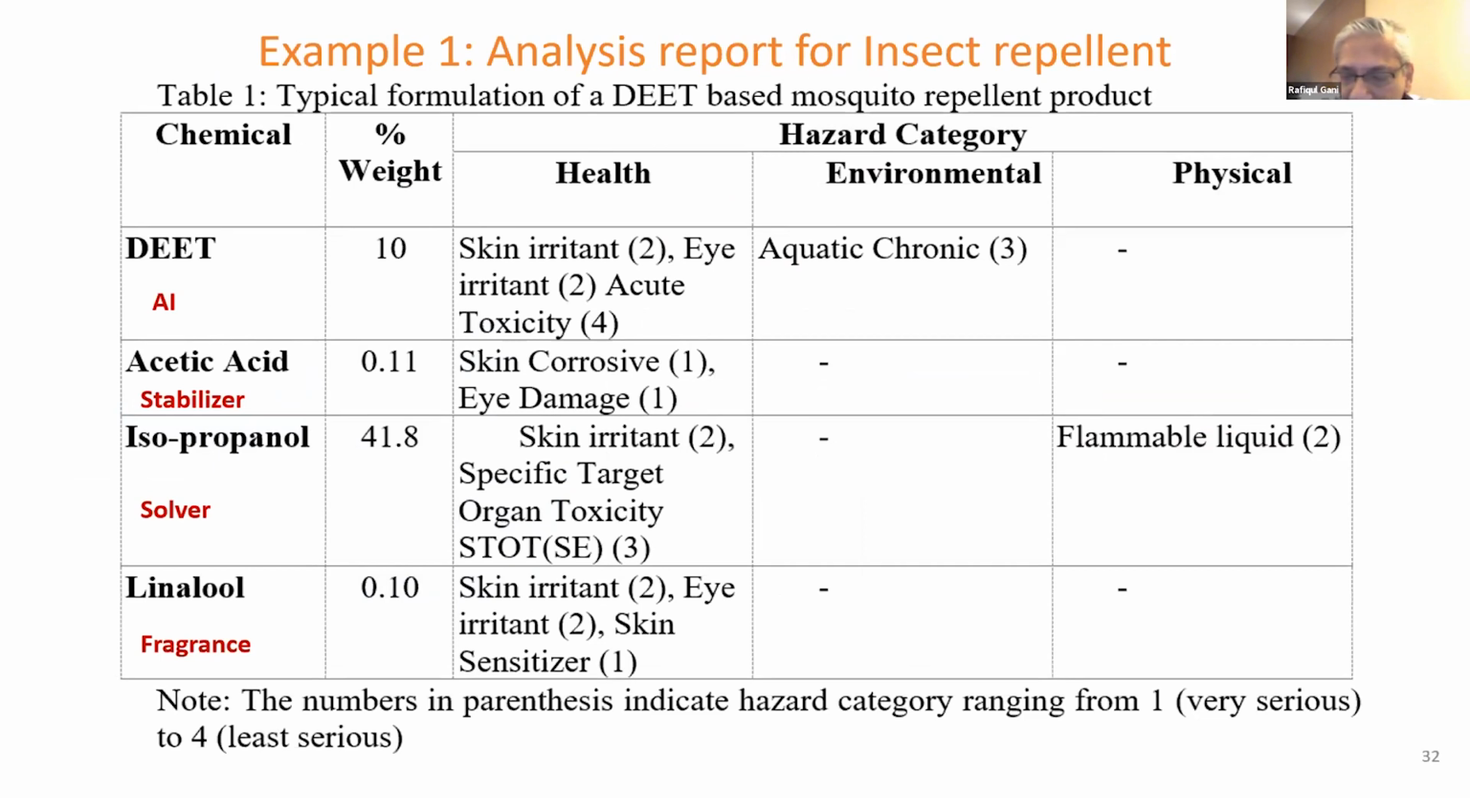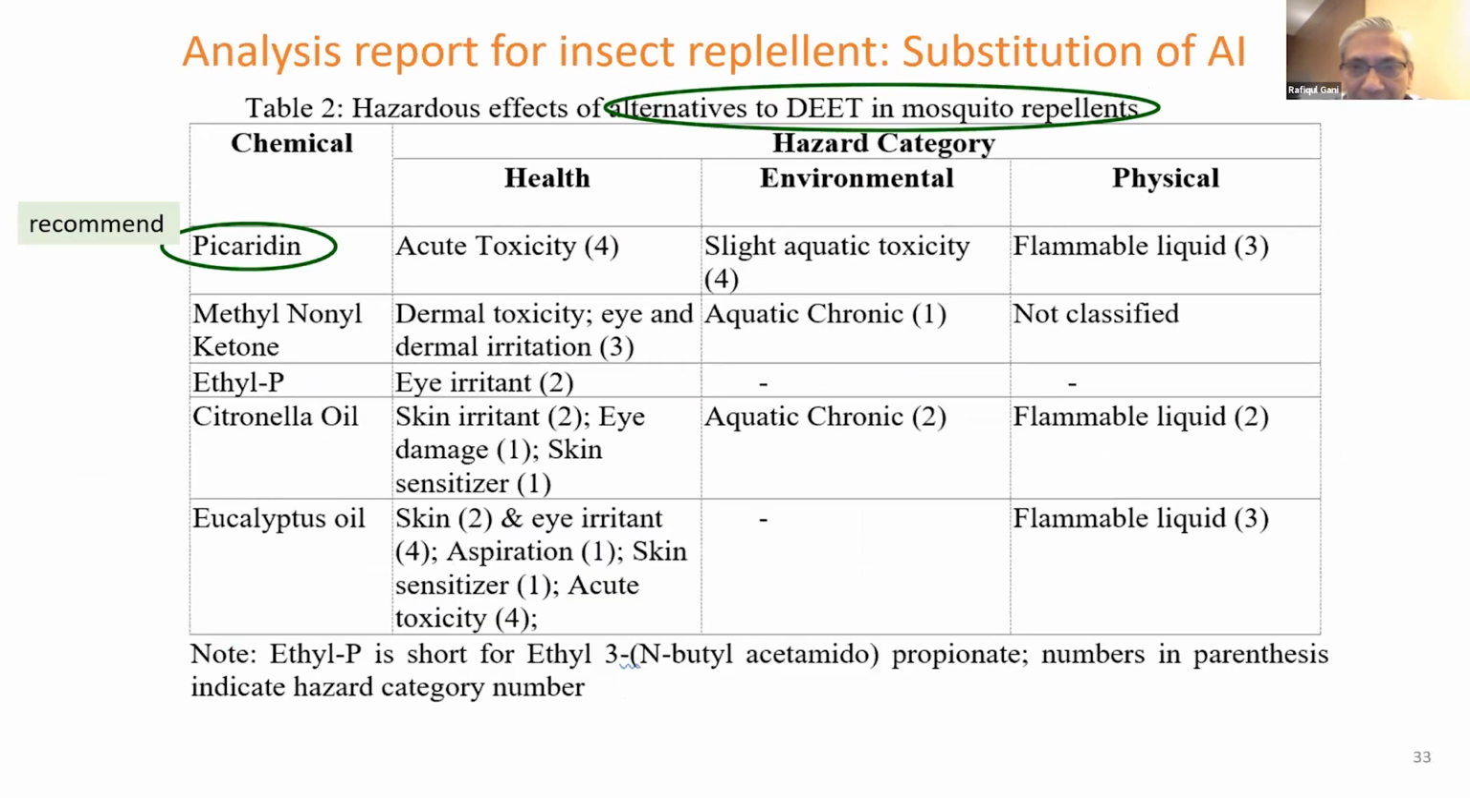But if we look at the hazards, DEET has quite a lot of health hazards and environmental hazards. So can we replace DEET with something else? We look in the literature, we find out that picaridin can also be used as active ingredient, and it does not have the same strong health hazards and environmental hazards as DEET. And so in fact, this is quite a good replacement for DEET. If any of you want to make insect repellent, forget about DEET and use picaridin.